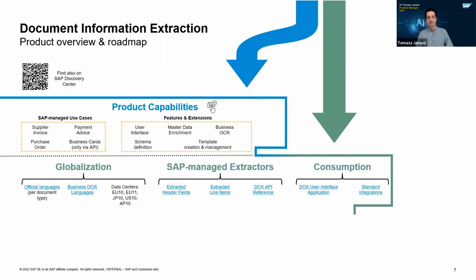When it comes to the SAP managed use cases, we provide a set of so-called default extractors. Those default extractors relate to the header fields that we support and to the set of line items that we are able to support based on those pre-trained SAP managed models. What you can also find on the API Business Hub of SAP is the Docs API reference, which are all the API endpoints that the service provides to you for your own custom integration.